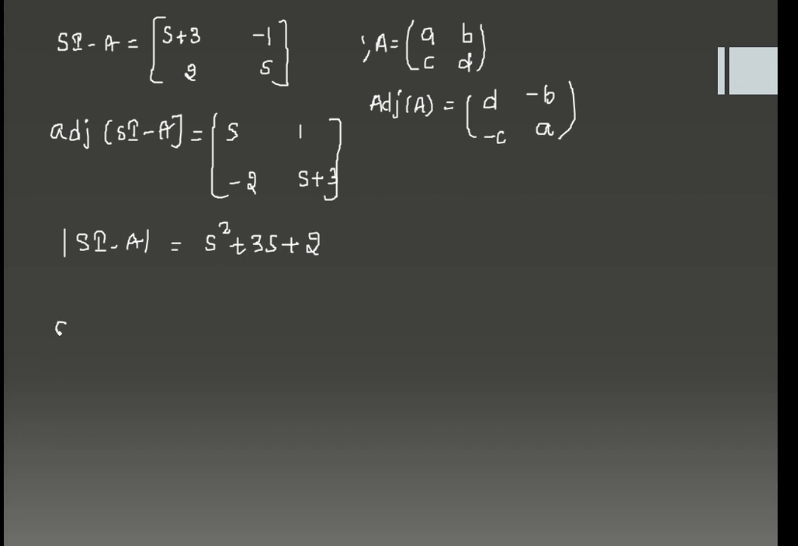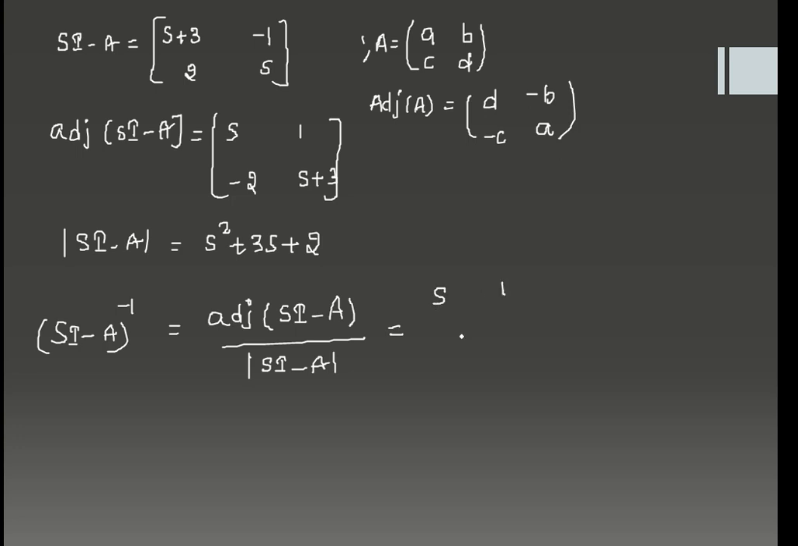So what is the inverse of SI minus A now? (SI minus A) inverse becomes the adjoint of SI minus A by the determinant of SI minus A. Here the adjoint of SI minus A is [S 1; minus 2, S plus 3], divided by the determinant of SI minus A, which is S square plus 3S plus 2.